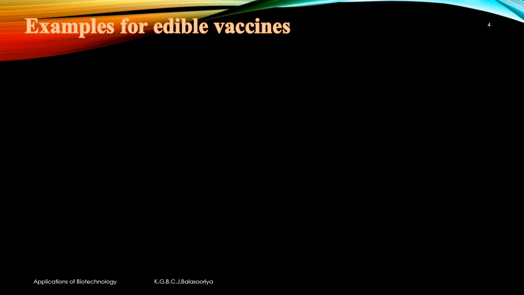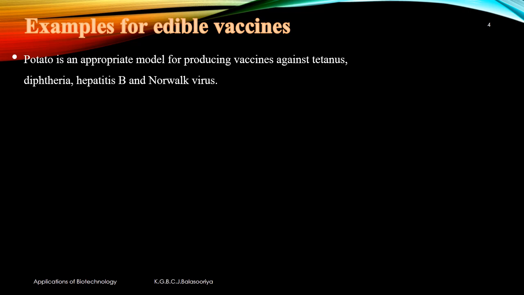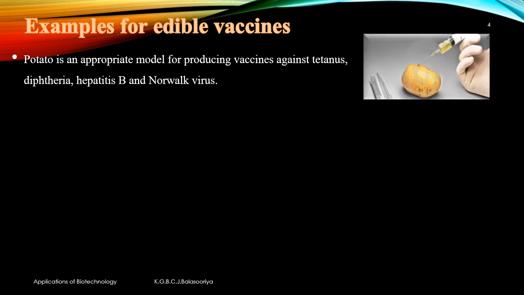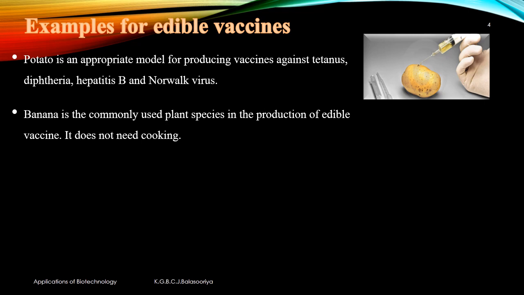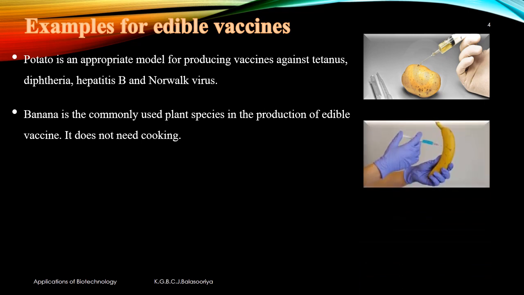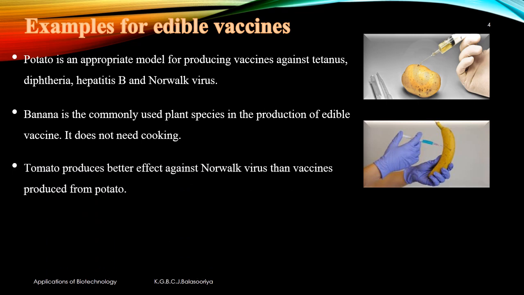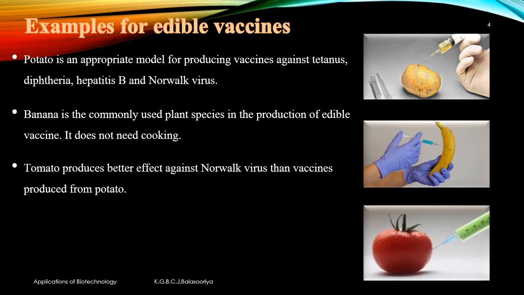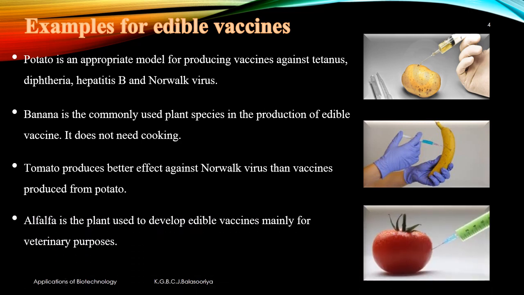Major plant species were used as vaccine models. Potato is an appropriate model for producing vaccines against tetanus, diphtheria, hepatitis B, and Norwalk virus. Banana is a commonly used plant species in the production of edible vaccines. Tomato produces a better effect against Norwalk virus than vaccines that are produced from potato.